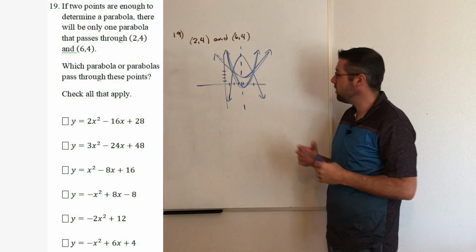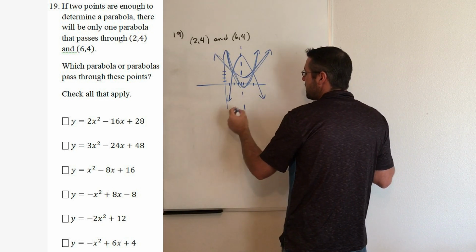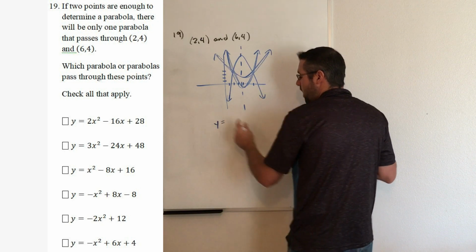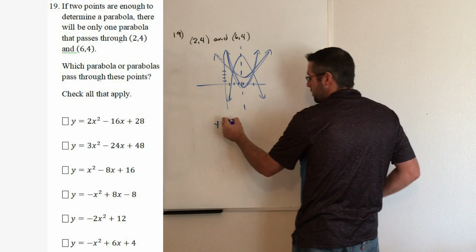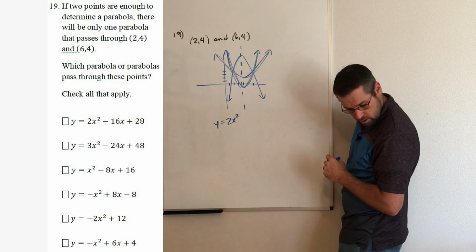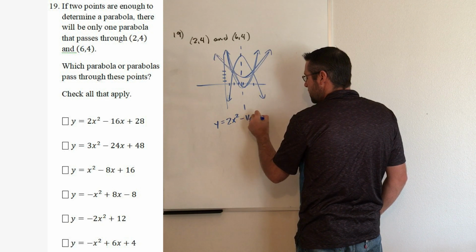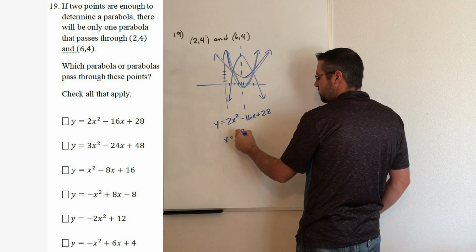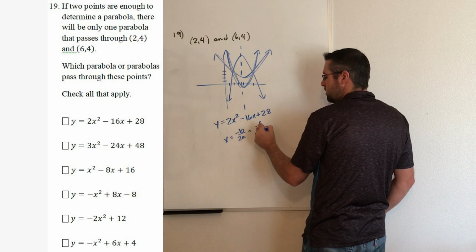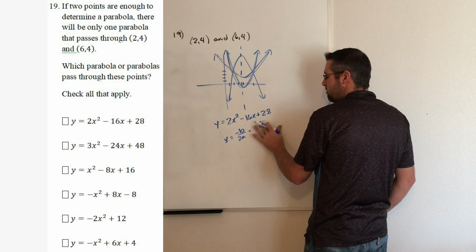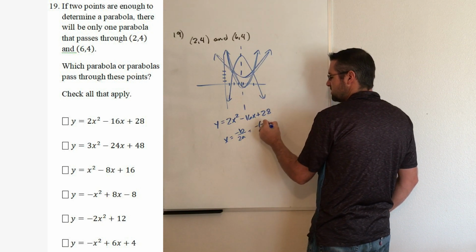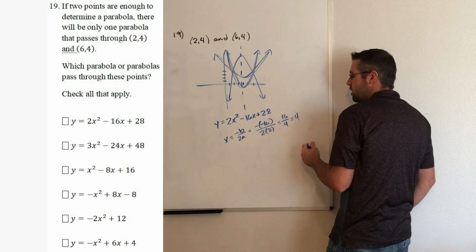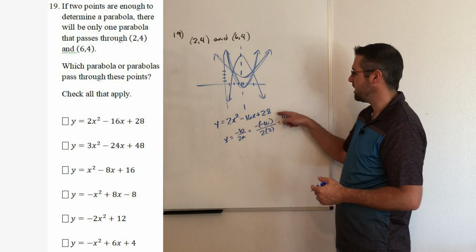So we can go through and find the axis of symmetry for each one of the equations that are given. So I'm just going to look at option 1 for now. We got y equals 2x squared minus 16x plus 28. I'm going to find the axis of symmetry. So remember, the formula for axis of symmetry is negative b over 2a. And then we're going to plug in those values. So we get b is negative 16, so that's going to be negative 16 over 2 times 2, which is 16 over 4, which is 4. So our axis of symmetry in this equation is x equals 4.